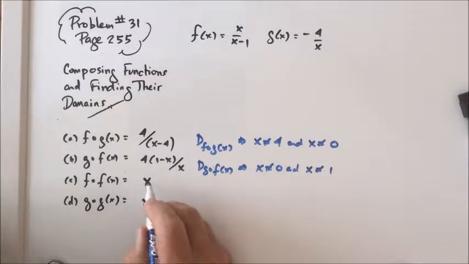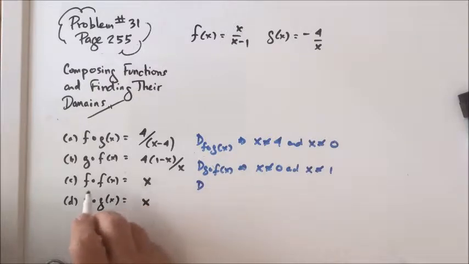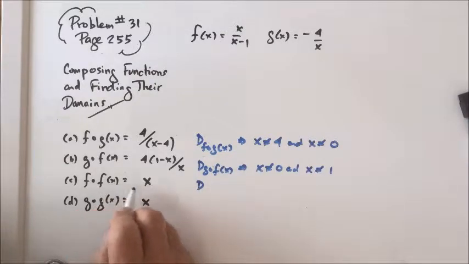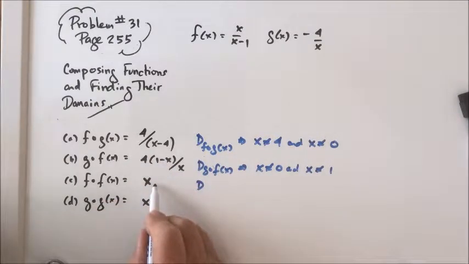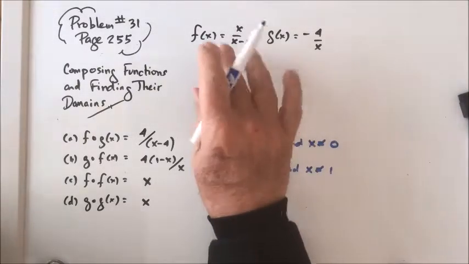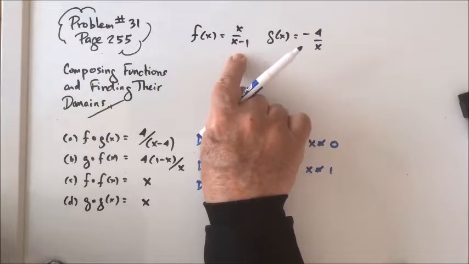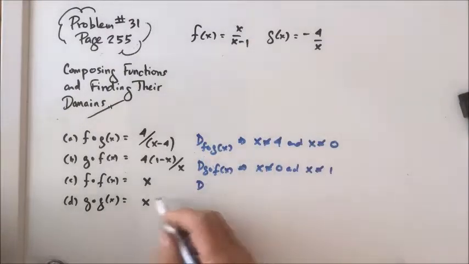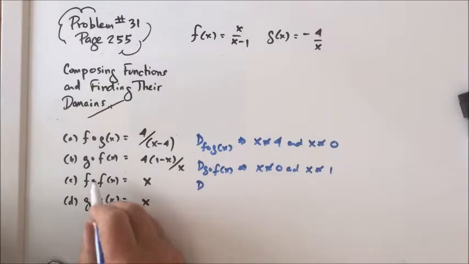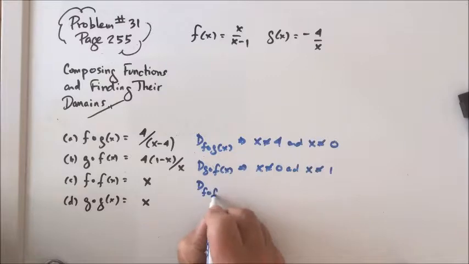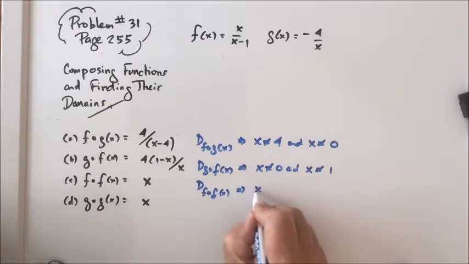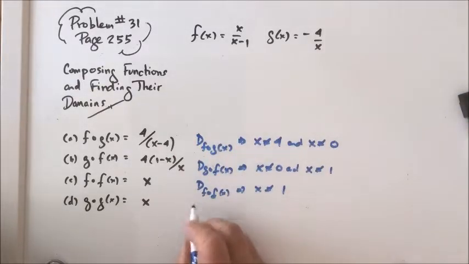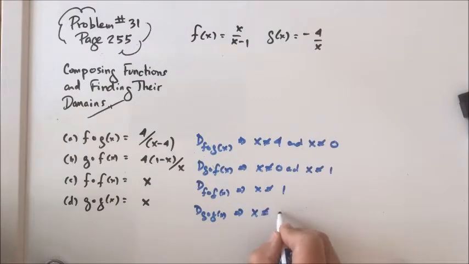Back up top here, this would appear to mean that the domain of f of x is all reals, because you can put all real values into x here. But let's look at f. The domain of f does not contain the value x equals 1, and therefore you cannot put x equals 1 into f. So the domain of f of x is x cannot equal 1. And in the same manner, the domain of g is x cannot equal 0.